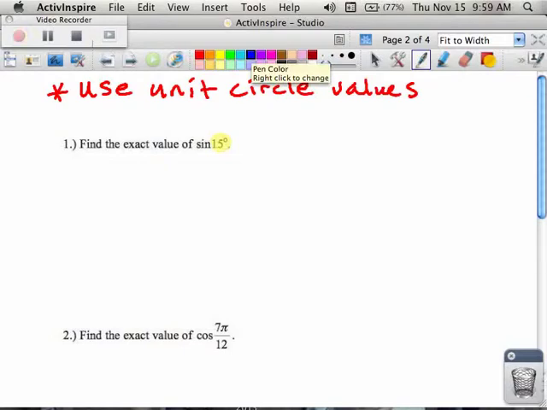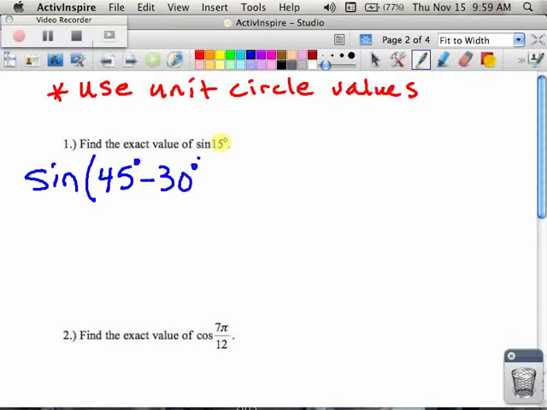Sine of 15 degrees is the same as saying the sine of, and one way I could do this is 45 minus 30 degrees. Because 45 minus 30 is 15, and both 45 and 30 are on the unit circle.